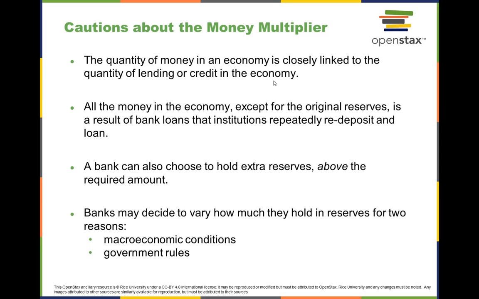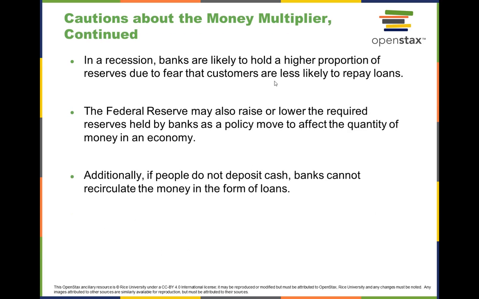So the quantity of money in the economy is closely linked to the quantity of lending or credit. All the money in the economy except original reserves is a result of bank loans and redeposits. A bank can also choose to hold extra reserves above the required amount. Banks may decide to vary how much they hold in reserves for two reasons: macroeconomic conditions, such as a contraction or a drawn-out recession, for instance, or government rules. In that case, they really don't have a choice.